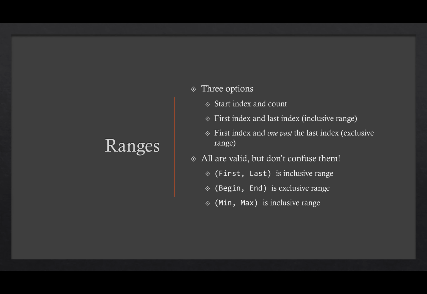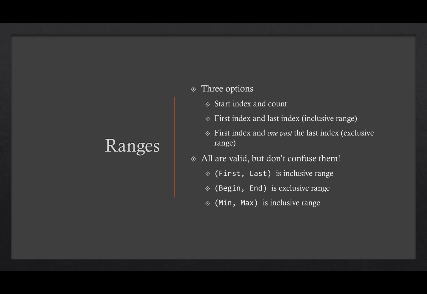All right, we've talked about zero-based indices. Let's now talk about ranges. An index refers to a particular item in a sequence. A range is just a way of referring to some number of contiguous items in a sequence. For example, maybe you have a string and you want to refer to a substring, some sequence of characters within that string. And there are three basic ways of specifying ranges.